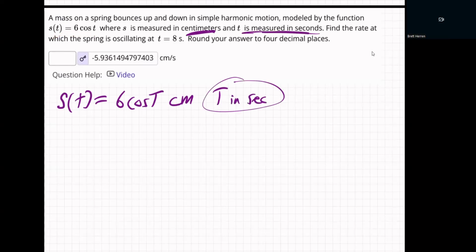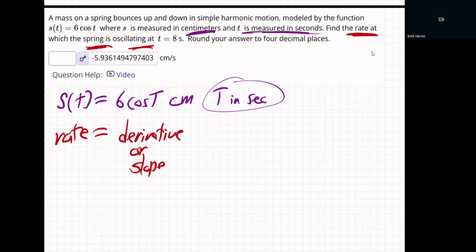Okay, and they want what? They want the rate at which the spring is oscillating. The rate. So a rate is a derivative or a slope. So to find the rate, we find the derivative. So that's how fast something's happening. Why? How do I know that?